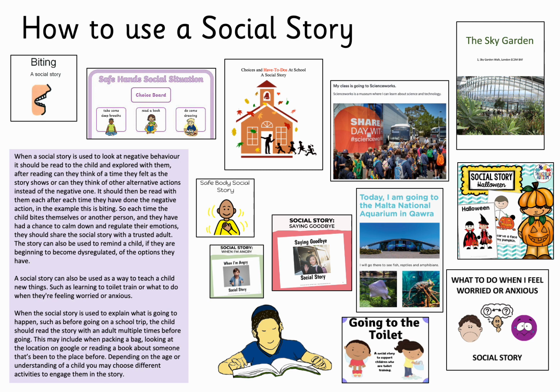When the social story is used to explain what is going to happen, such as before going on a school trip, the child should read the story along with an adult multiple times before going. This may include when packing a bag, looking at the location on Google, or reading a book about someone that's been to that place before. Depending on the age or understanding of a child, you may choose different activities to engage them in the story.